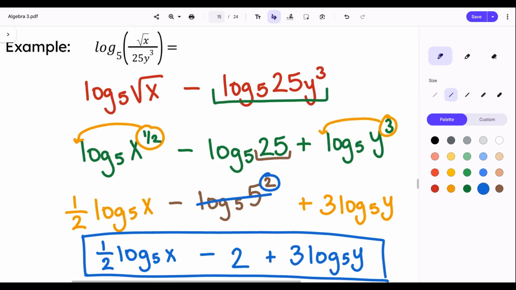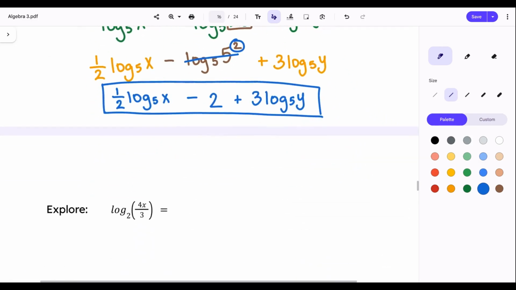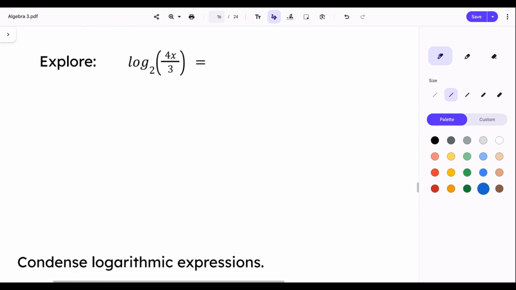Okay. So if you guys turn your page over, I want you guys to go ahead and try this problem on your own. See what you can do with that. Do as much as you can. Try to get rid of as much or simplify as much as you can there.